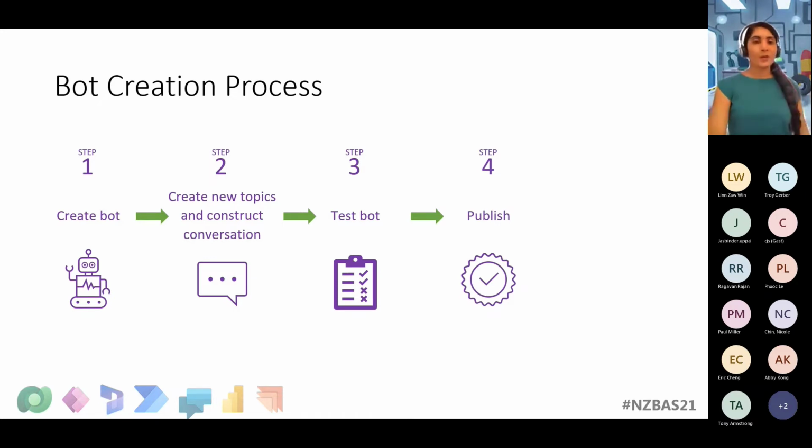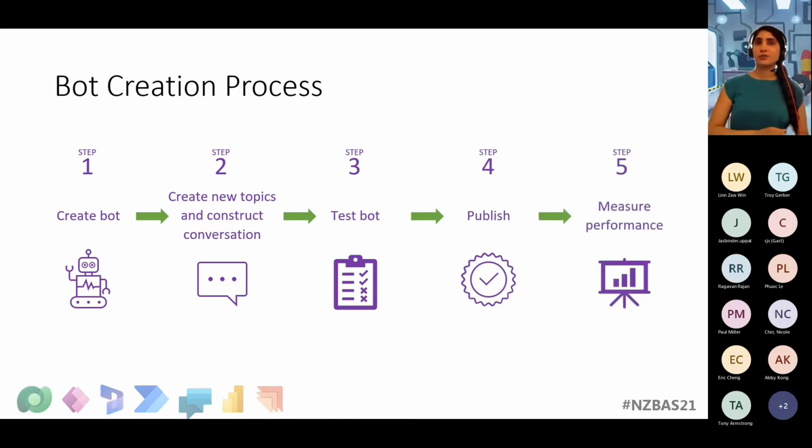Lastly, once it's ready to go, we can publish it and pick the channels. And as people are using it, we then get that feedback on its performance that we can see in the analytics area. That then gives us insights on things that we can go ahead, edit the bot, improve it, or even go and make some new topics to make the bot handle some more things as well.